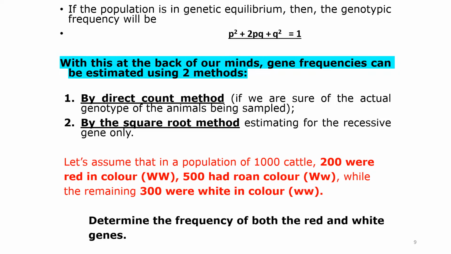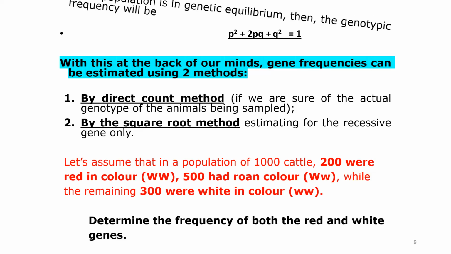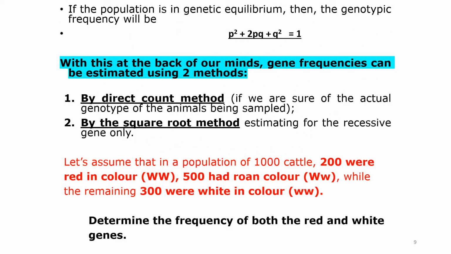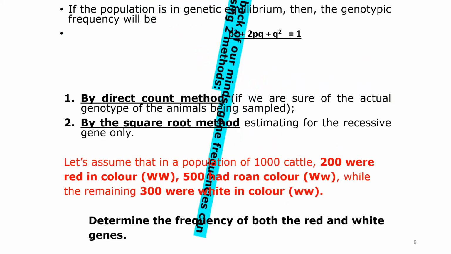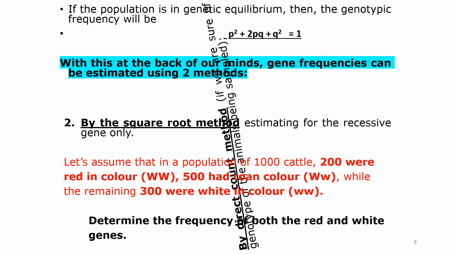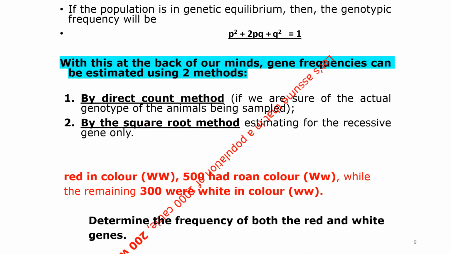So in our example, we have taken a count on a population of 1,000 cattle, and here we discovered that 200 of them were red in color and represented by this genotype. 500 had brown color represented by this genotype, while the remaining 300 were white in color represented by this genotype. If you add this, you realize that you have 1,000. So we want to determine the frequency of both the red and the white genes in this population.